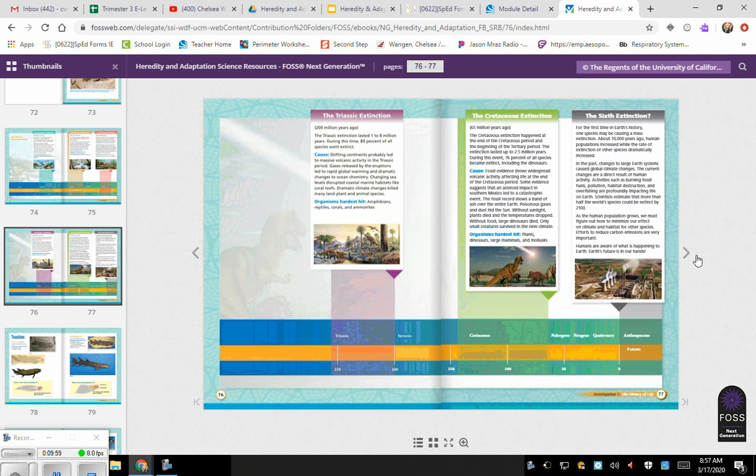As the human population grows, we must figure out how to minimize our effect on Earth's climate and habitat for other species. Efforts to reduce carbon emissions are very important. Humans are aware of what is happening to the Earth, and basically it's in our hands. What we know is that this is somewhat of a controversial topic when we talk about it, because there are some people that don't believe in global climate change, and there are some people that do.